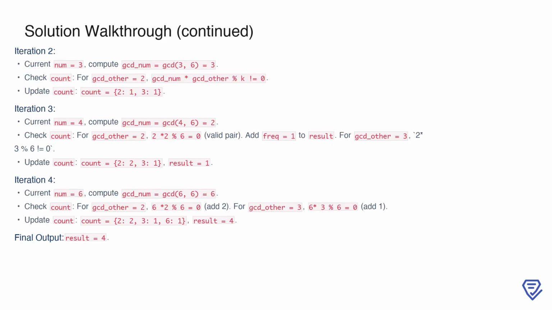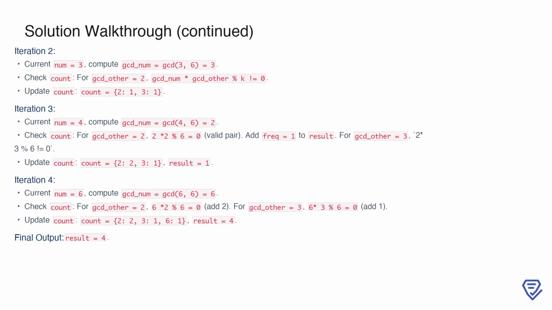Moving on to the third number, 4, its GCD with 6 is 2. This time, we check the hash table and find that multiplying gcd_number equals 2 with the existing gcd_other equals 2 gives a product divisible by 6. This adds one valid pair to the result. For gcd_other equals 3, the product is not divisible. We update the hash table to count equals {2: 2, 3: 1}, and increment result to 1. Finally, for the number 6, the GCD with 6 is 6.